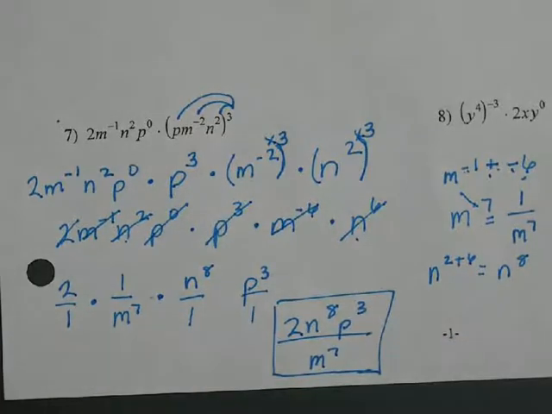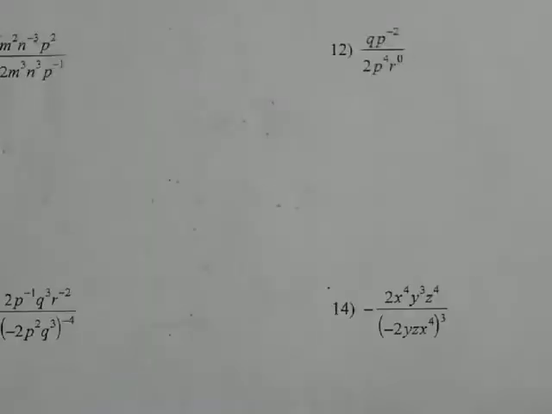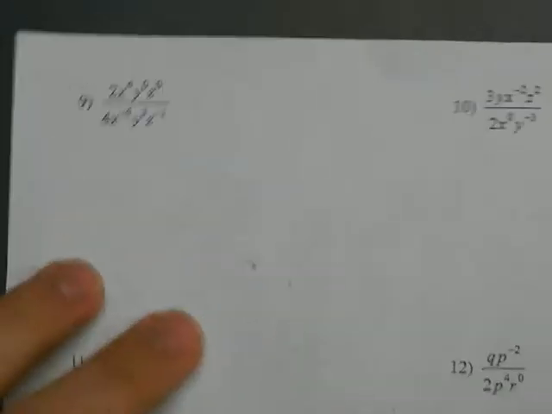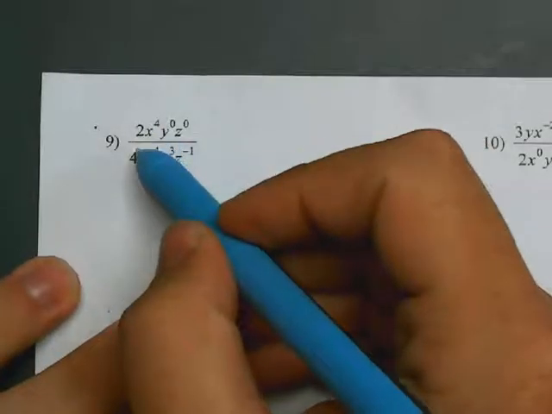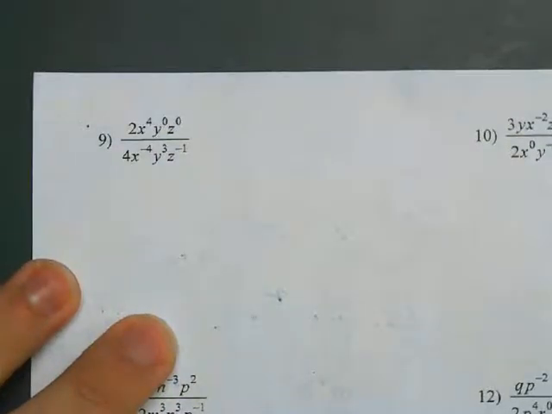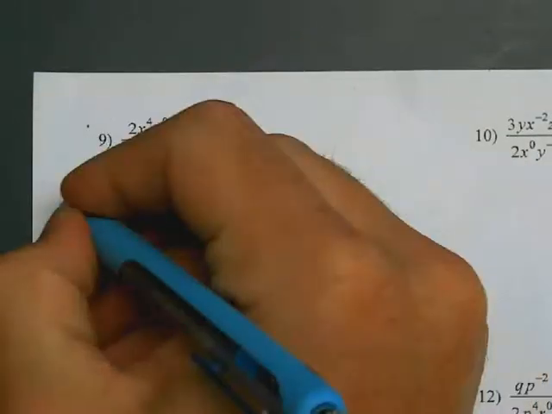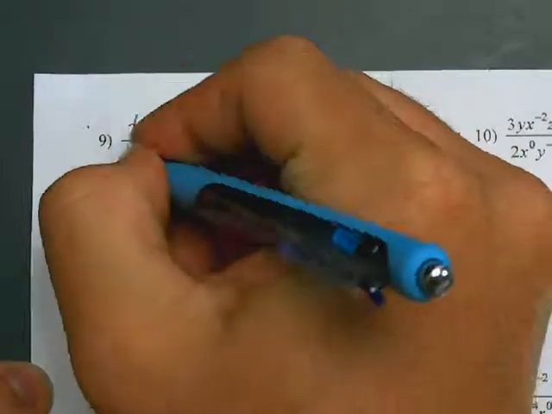Let's go to the back side. Let's start with number 9. If we're going to start with number 9, we have 2 over 4. First step is always simplify the coefficients. So 2 over 4 can be simplified to 1/2. I'm done with that. Now let's go to the x's.